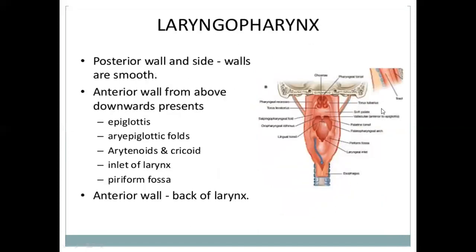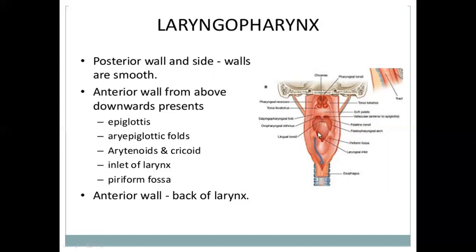This is the anterior wall of the laryngopharynx. The posterior wall and side walls are smooth. We have cut the lateral walls, side walls and posterior wall to show the anterior wall. The anterior wall from above downward represents the epiglottis. So this is the epiglottis. These are the aryepiglottic folds on each side. These are the arytenoids, and these are the corniculate and cuneiform cartilages on both sides. This is the inlet of the larynx.